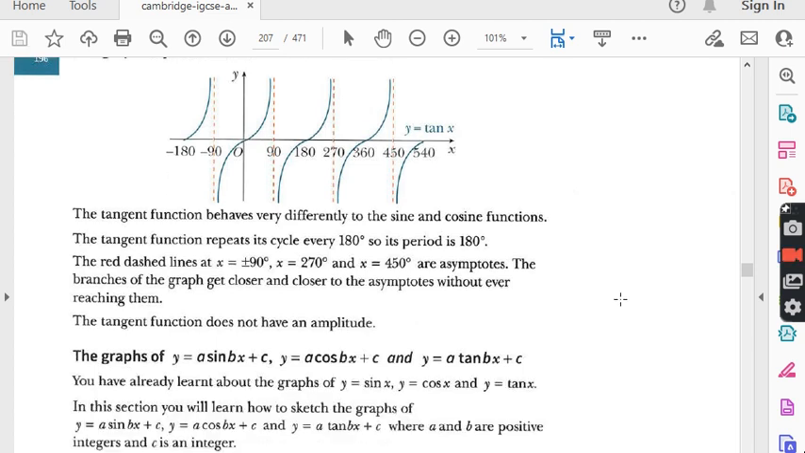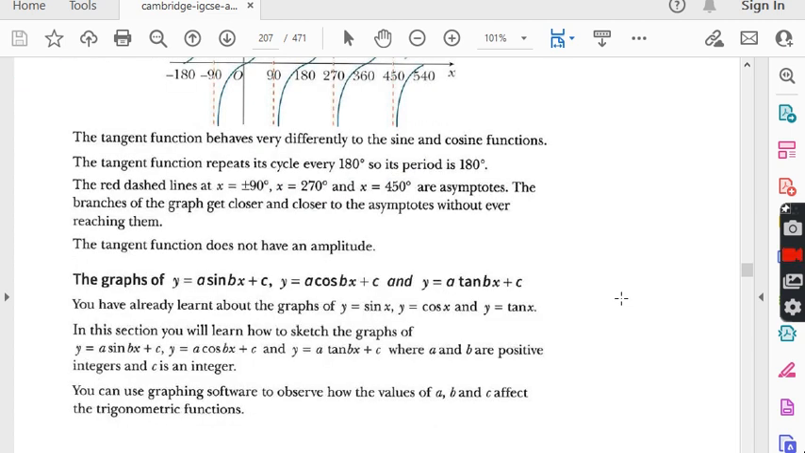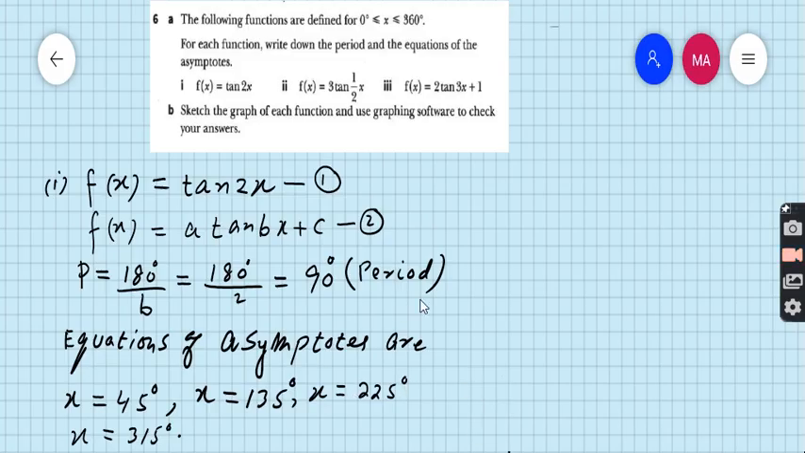Okay. Last line, the tangent function does not have amplitude. It means tangent does not have a maximum and minimum value. What is the maximum value of sine? The maximum value of sine is 1. The minimum value of sine is -1. The maximum value of cos is +1, and the minimum value of cos x is -1. But there is no maximum and minimum value of tan x.